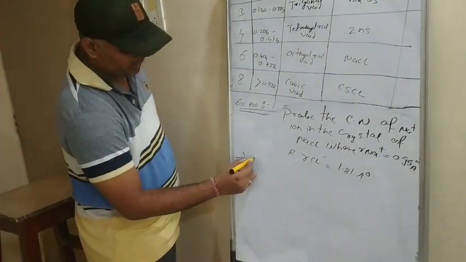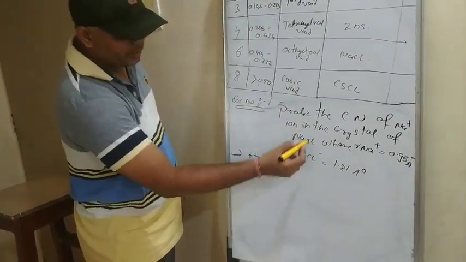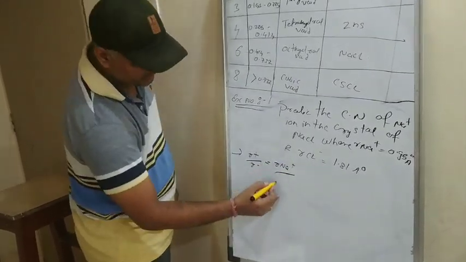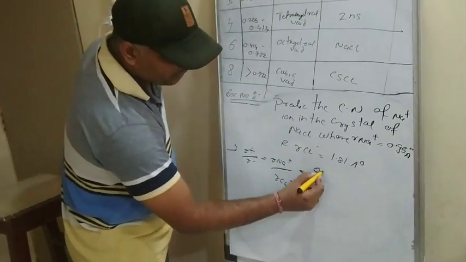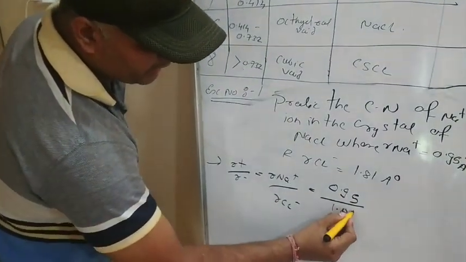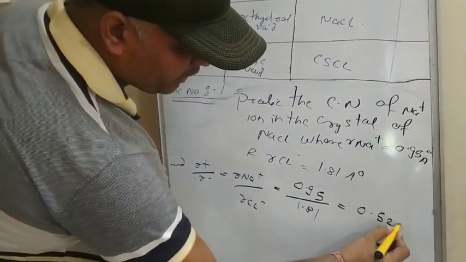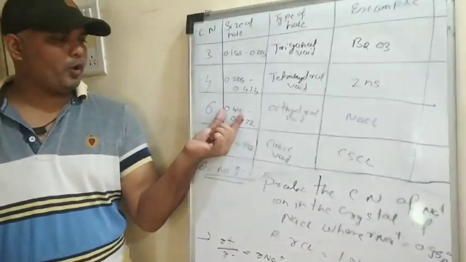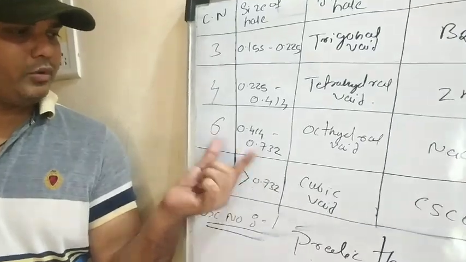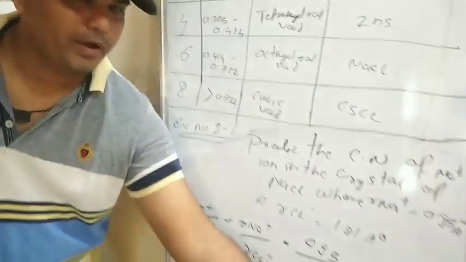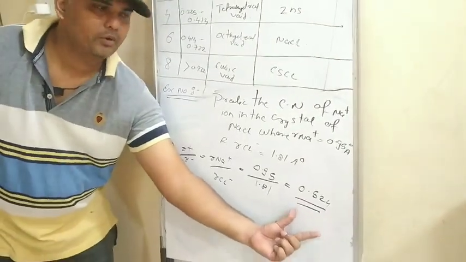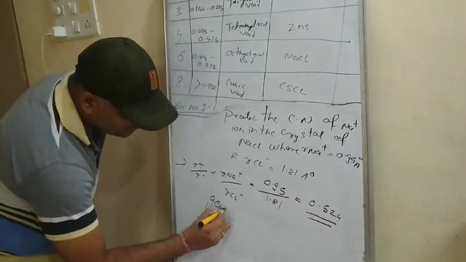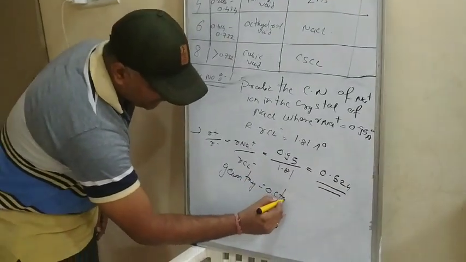So let's do it. The formula is r+ by r-. So what is r+ here? The cation is Na, so r Na+, the anion is Cl, so r Cl-. So 0.95 divided by 1.81, the answer will be 0.524, right? So where does it fall now? See, in this category 0.414 to 0.732, this value 0.524 falls in between. So this particular value is falling in between this. That is why the geometry of the crystal will be octahedral void.